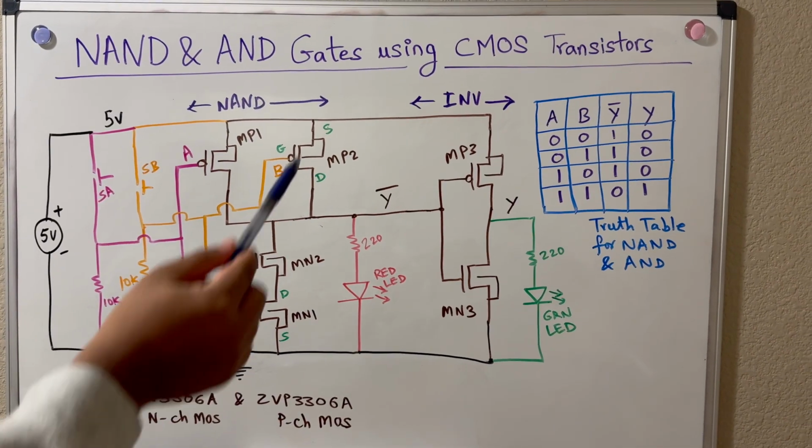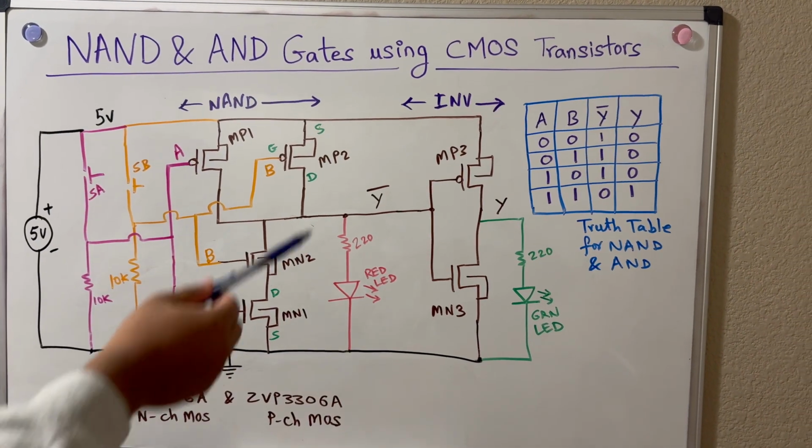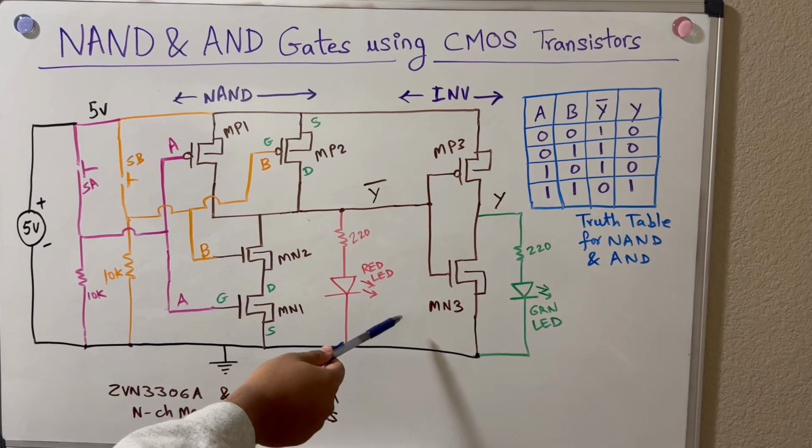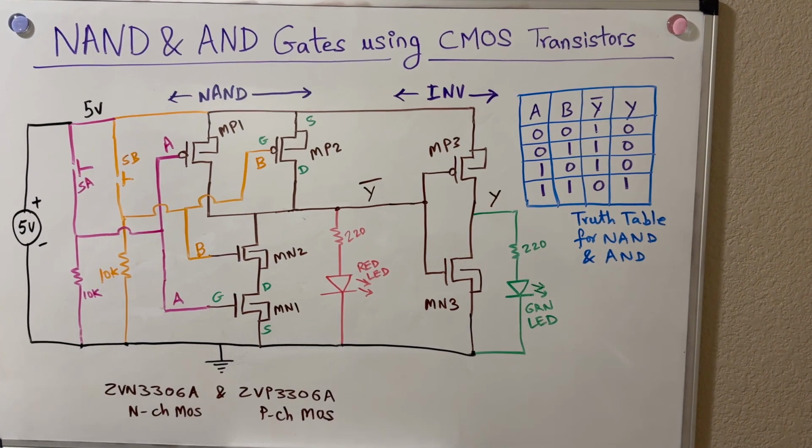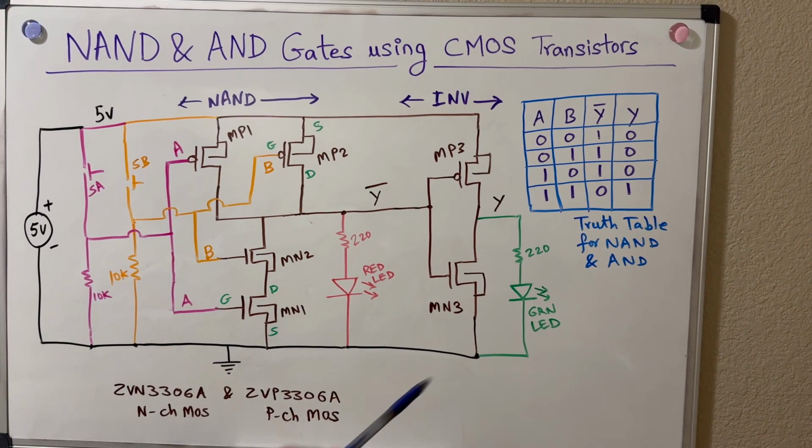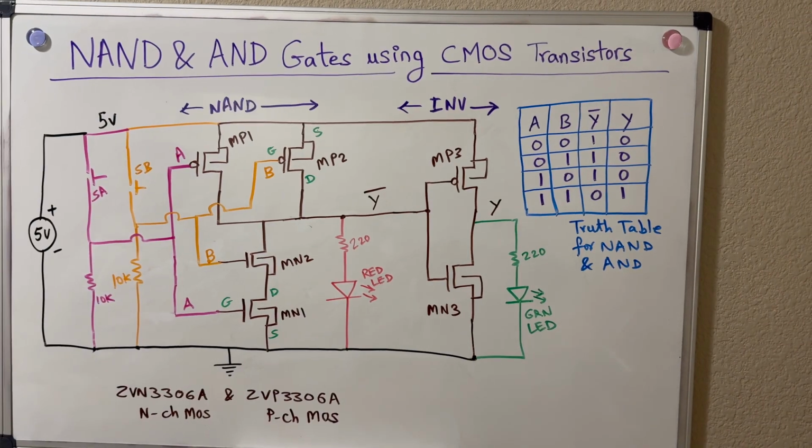And then we have an inverter here with just 2 transistors, 1 P and 1 N, which inverts the NAND to make it an AND. And so that's what we're showing with this green LED.